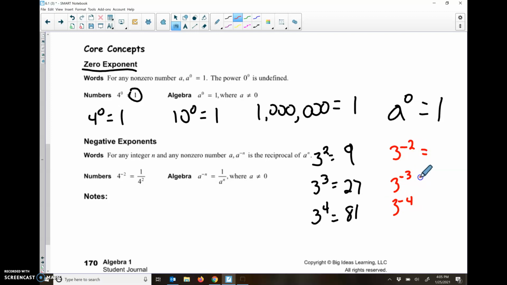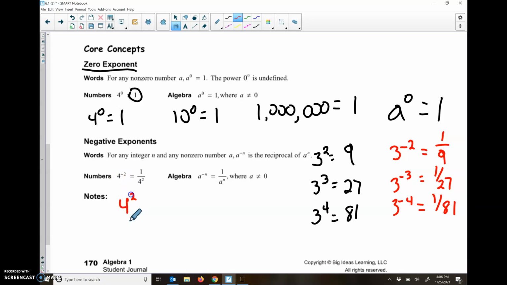The cool trick with these is it's the exact opposite of what it would be for the positive. So instead of 9, it's 1/9. Instead of 27, 3 to the negative third is 1 over 27. Instead of 81, it's 1 over 81. So with negative exponents, it's really just the opposite of what the positive exponent would be. Notice how there's no negatives actually in the answer. It's not negative 1/9, it's not negative 1/27, it's not negative 1/81. It's just the positive version flipped over, and that works for all numbers.